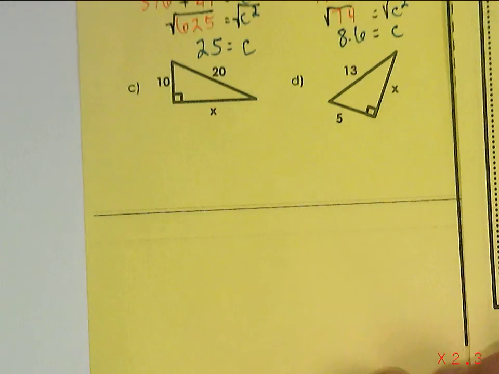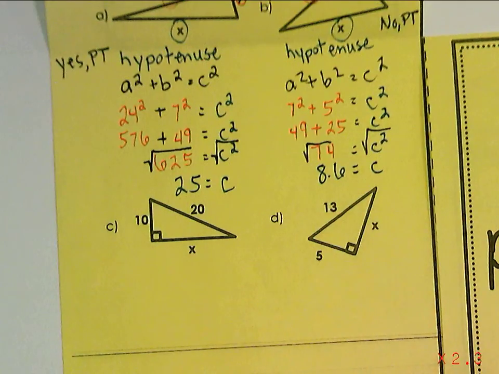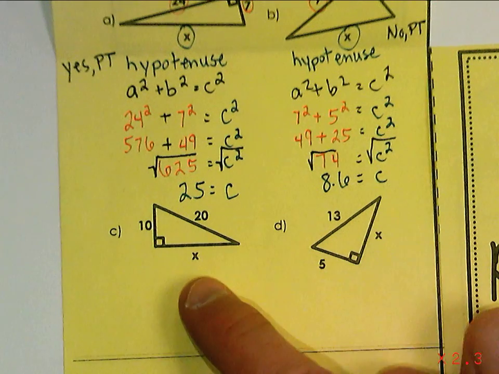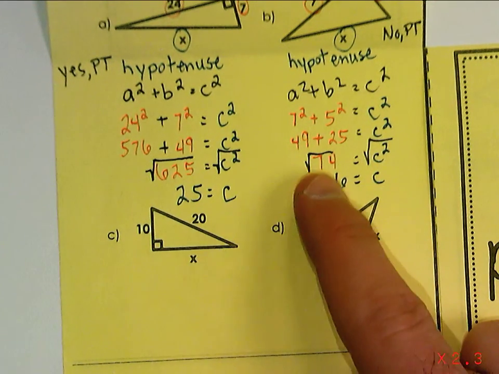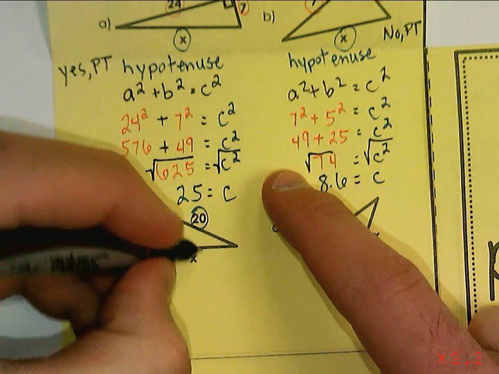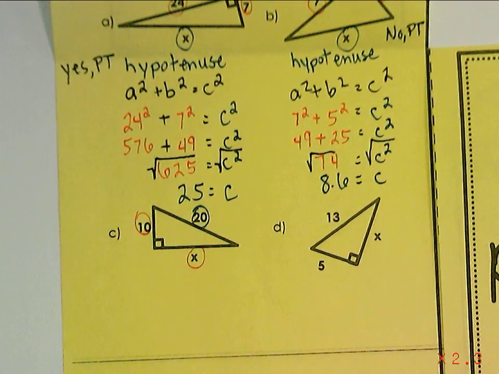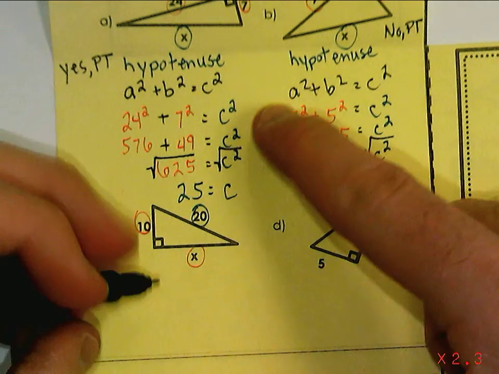What I'd like you to do now is try C and D. These ones you'll have to solve for a leg, so there'll be some subtraction involved. I'll actually do one with you prior to you trying the last one. So let's look at letter C. Our longest side is 20, so we know what the hypotenuse is. 10 is going to be a leg, and this x is going to be a leg. So we're going to have to solve for either a or b in this case. All right, let's go ahead and say that we're solving for a leg here.